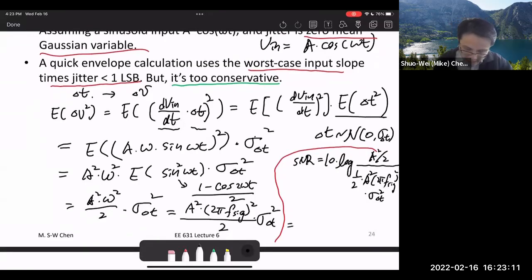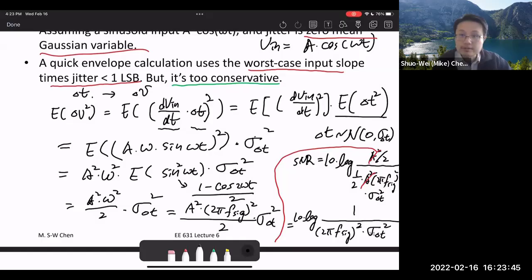Okay, so what is this? So you get 10 log. Here you can see that A squared, they cancel out, right? So basically the input amplitude term cancels out. So what you will end up with is just 1 over 2 pi f signal squared times sigma delta t squared.